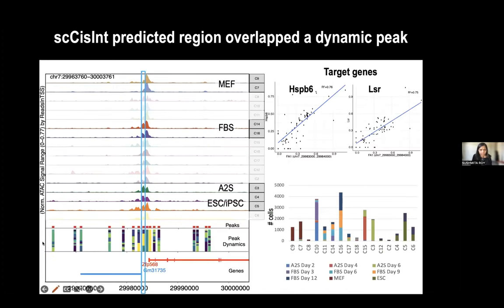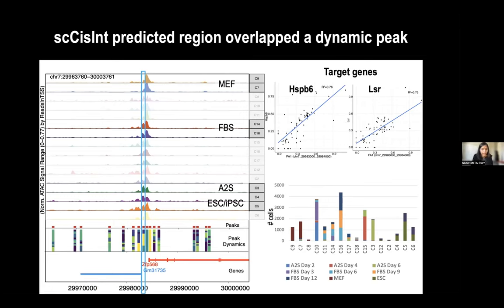One of these is what we call the FA1 locus. What you're seeing here is an ArchR track. This is the peak that is of interest, and it's a peak that is lower in the MEFs but is present in the ESC and iPSC state, and also in the later time points of the FPS. So we think this is a peak that is really associated with the establishment of pluripotency.